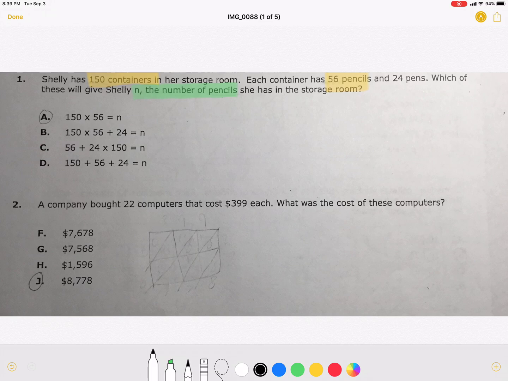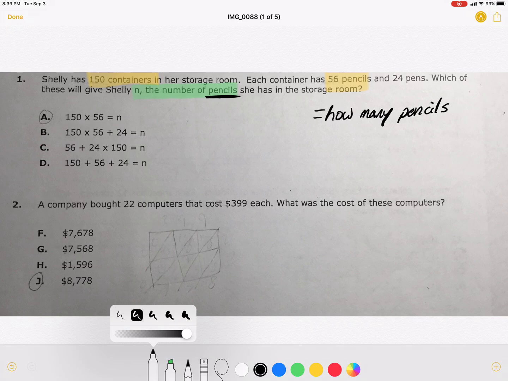Now, the reason I am putting some emphasis there is because there were some questions on this particular problem about what the question was. And the question is, how many pencils? Let's thin that down a little bit. 24 pens is not important. They're not asking about pens. So we can scratch that out. We're not worried about it.